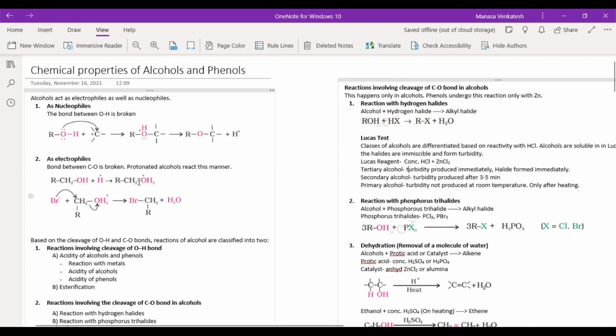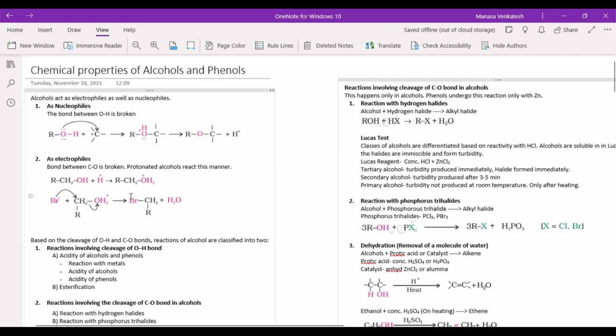So here you have H plus getting added, and this leads to the formation of OH2. So the bromine, which is a nucleophile, is going to come attack the carbon, the CH2, and this leads to the breakage of the CO bond. And this leads to the formation of a new compound.